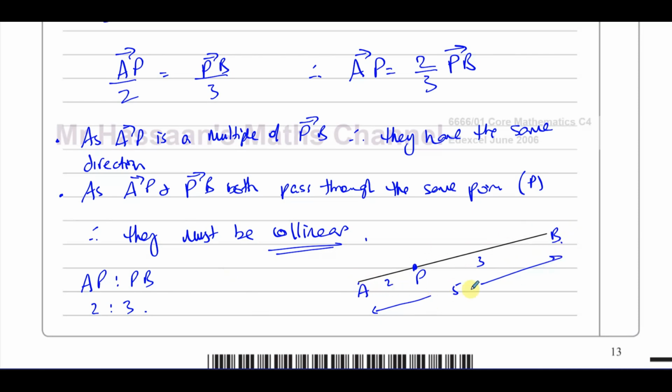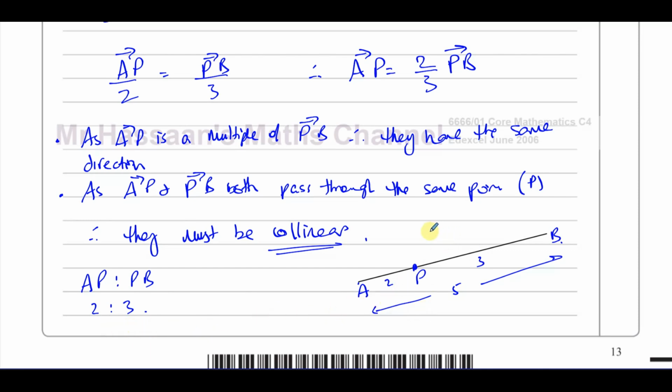We could say that if A to B was 5 units, then this is going to be 2 parts, and that's going to take up 3 parts. And then A to P will be 2/3 of P to B. So that's how we can work that out. The total parts is 5. This takes 2 parts, that takes 3 parts basically. So there's the answer for that question.